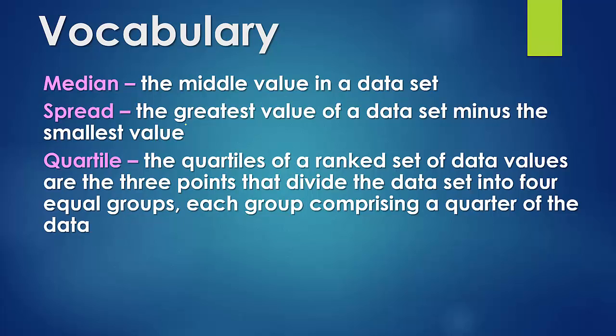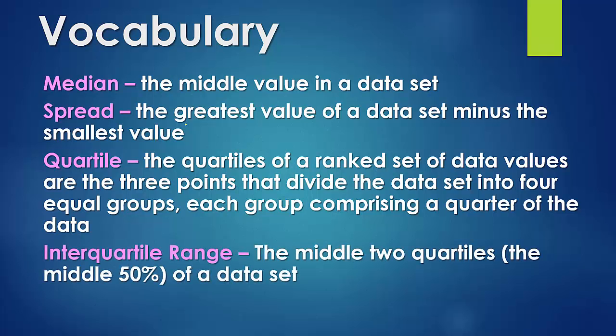And then a quartile, probably one of the more important ones to remember. Actually, all of these are important. The quartiles of a ranked set of data values are the 3 points that divide the set into 4 equal groups, each group comprising of a quarter of the data. And then your interquartile range is the middle 2 quartiles, the middle 50% of a data set.